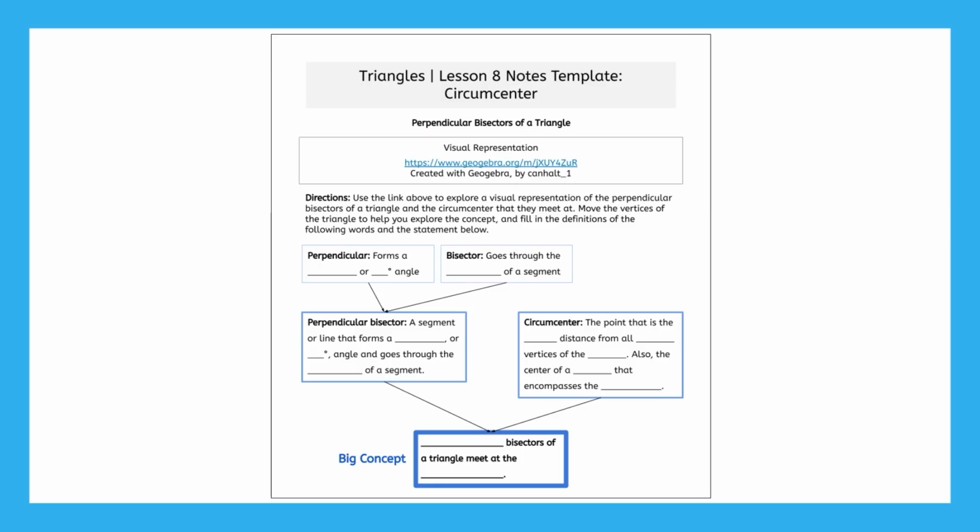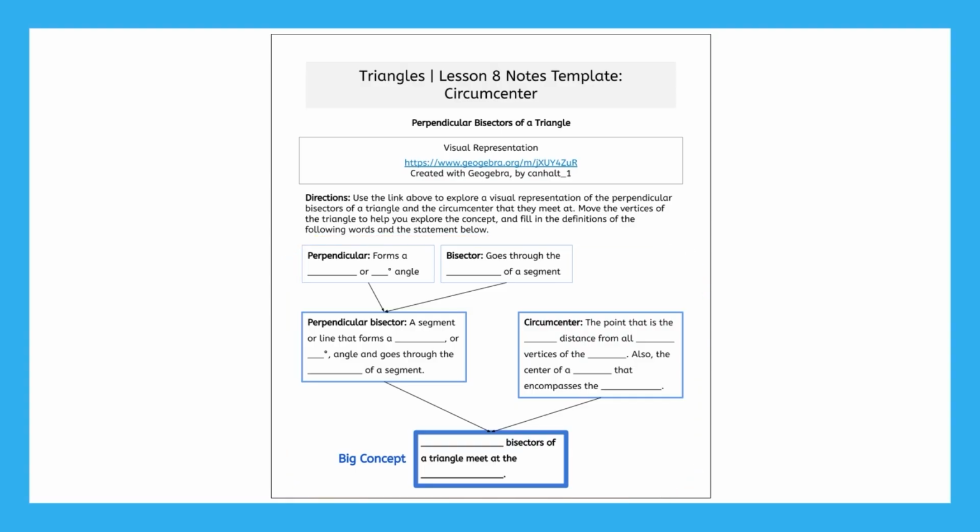This is the first page of your notes template for this lesson and has a link to follow that will provide you with a visual representation of the circumcenter. This visual is interactive and allows you to move the vertices of the triangle to see how the circumcenter changes. There's a graphic organizer with blanks for you to fill in after you explore the visual representation.